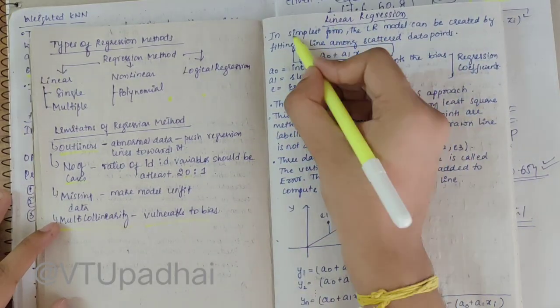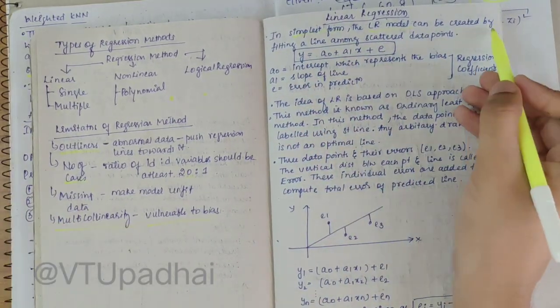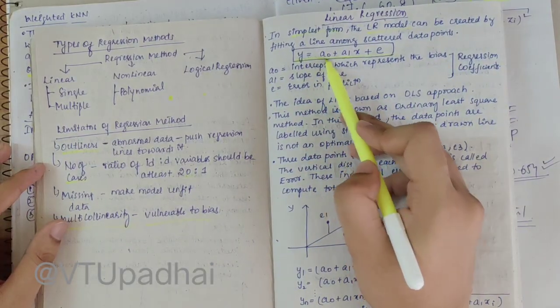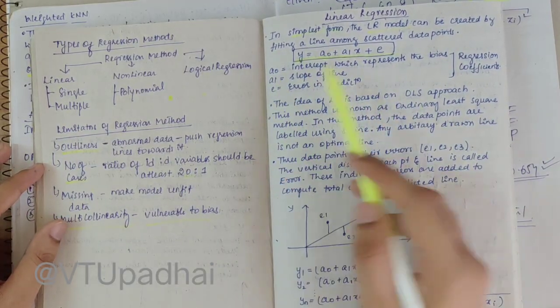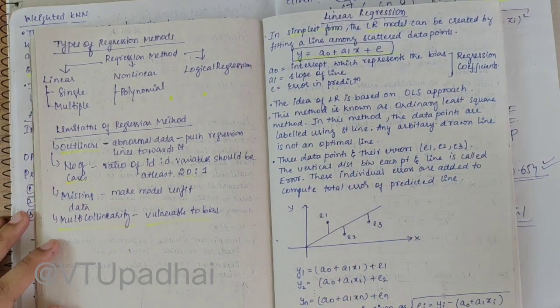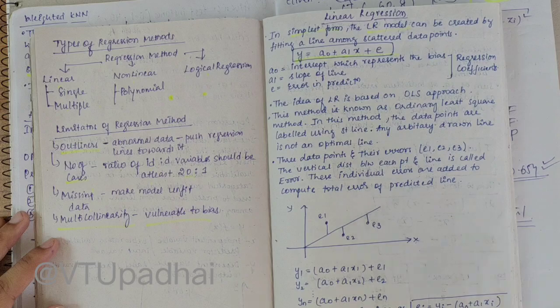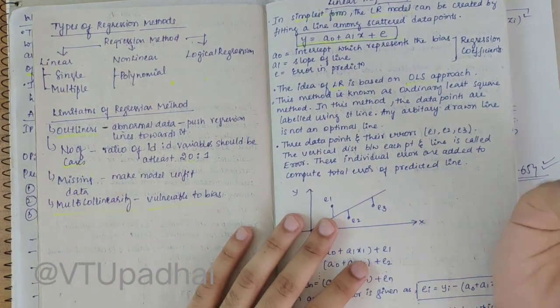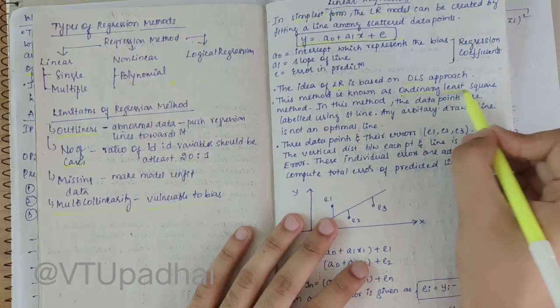Okay. So in simplest form, a linear regression model can be created by fitting a line among scattered data points. This is the equation of linear regression: y is equal to a0 plus a1x plus e, where a0 is the intercept which represents the bias, a1 is the slope, and e is the error in the prediction. These are called the regression coefficients. The idea of linear regression is based on the OLS approach, known as the ordinary least squares method.